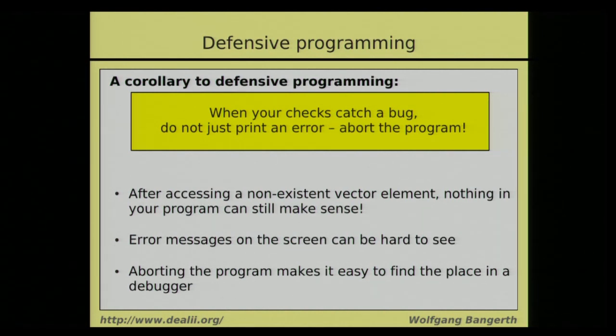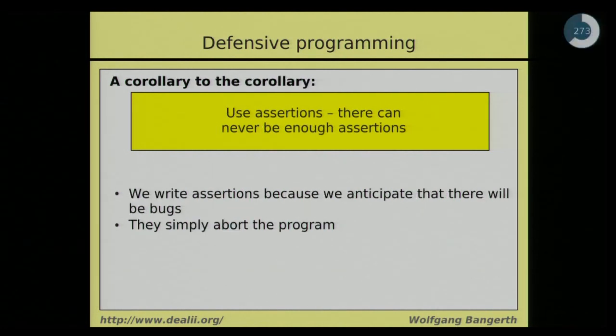It also makes it a lot easier to debug it, and I will show you this in the next lecture, how much easier it is when you abort the program, because then the debugger will stop right at that place, and you can inspect the, let's say, local variables that you have at that point. A second corollary to this is that one way to write checks that abort a program will be to use assertions, and I've shown them to you in a previous lecture, because they simply abort the program.